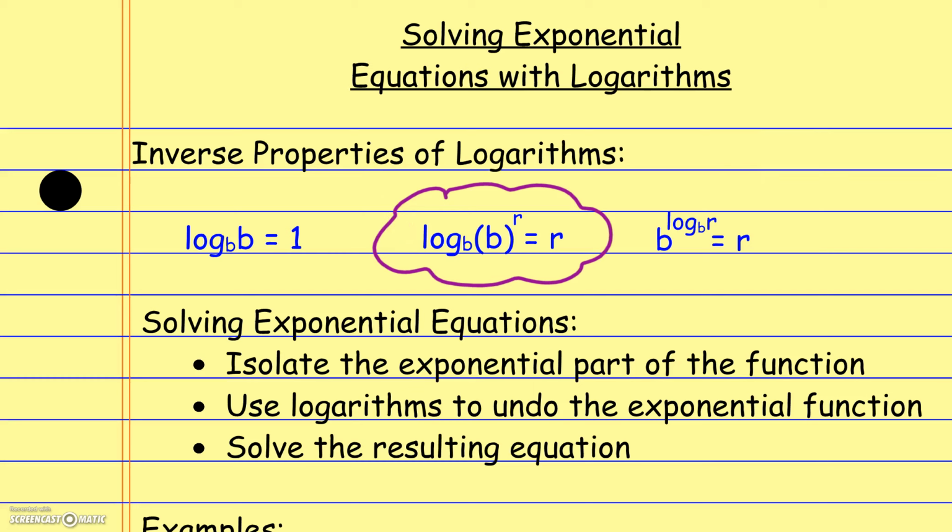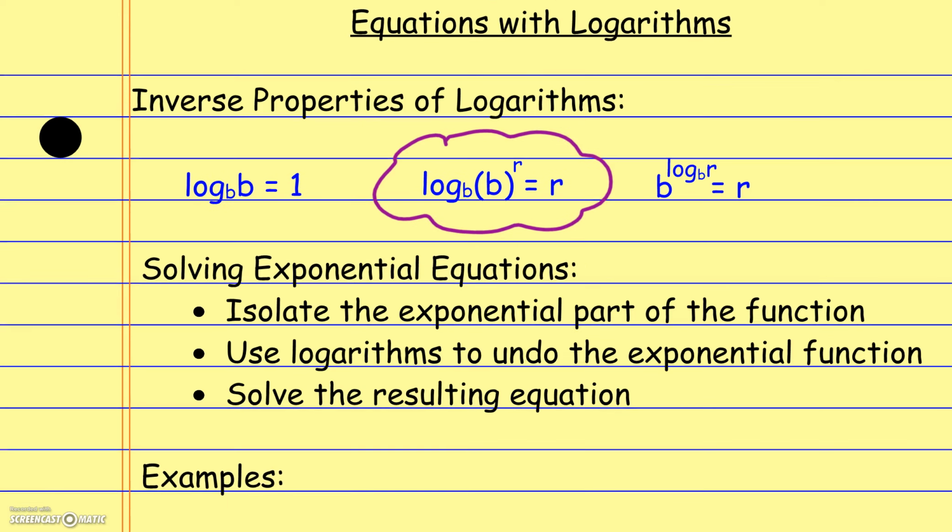When we do this, the first thing we do is isolate the exponential part of the function. Whatever's being raised to a power, we have to get that by itself. We move everything else to the other side of the equation. Then we take the logarithm of each side, using that middle property to undo the exponential function. Then we just solve what's left. Once the exponential function has been eliminated, we plug what we have left into our calculator and go from there.